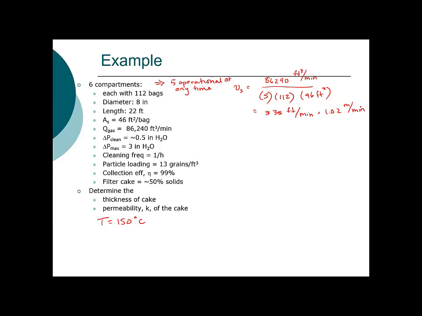Note the interstitial velocity is always much greater than the approach velocity. Yes, we had 6 compartments, not 5, but we were told that 1 was out of service for cleaning at any point in time. So that's why we have 5. Why is the interstitial velocity much greater than the approach velocity?